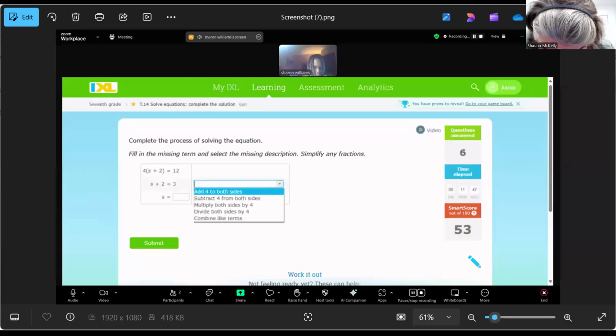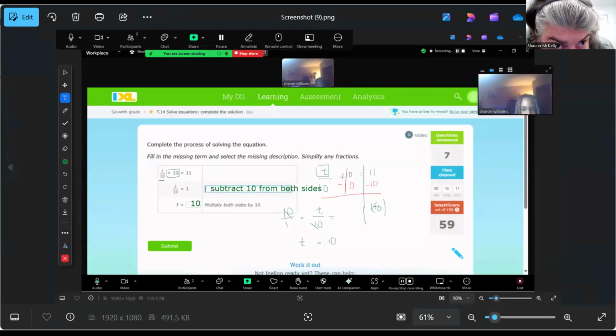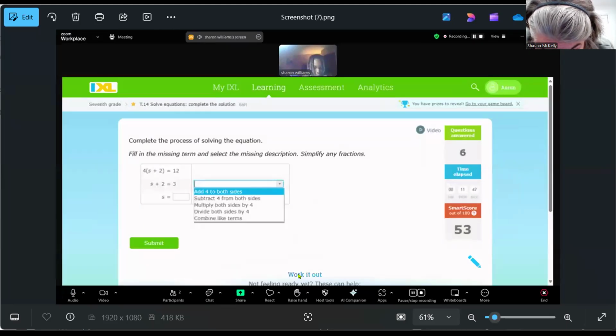Now, here's another problem that I'm going to put up. I'm not going to worry about the instructions at this time, but I want to look at the screenshot that I was seeing. This is a different one. I'm going to do both of these in this video. I think I'll leave this here, but I'm going to use the first one first. I'm going to use screenshot number 7 here. I have 4 times s plus 2 equals 12.